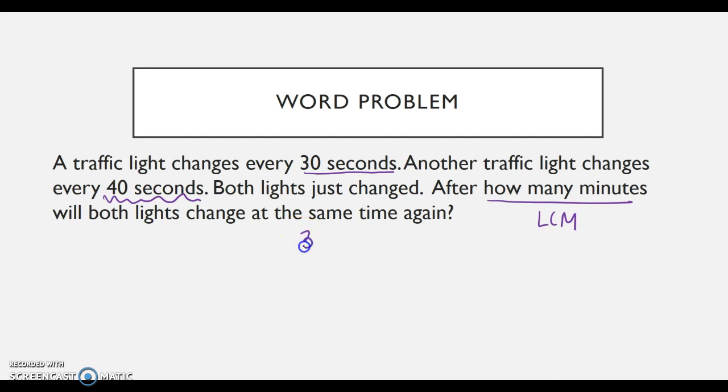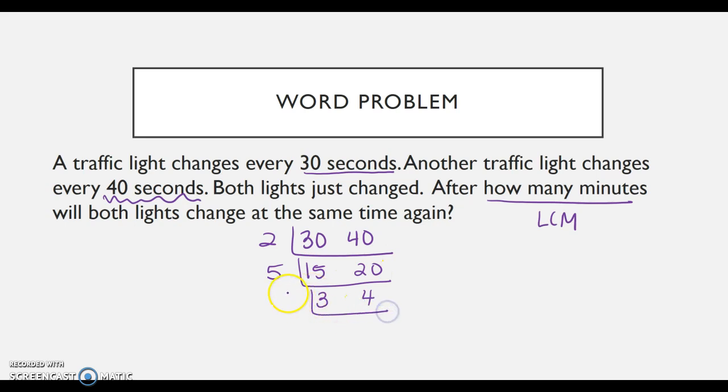So we're going to set up our ladder like we've been doing before. Do the same process. So I'm actually going to divide by 2 since they're even. I've got 15 and 20. 15 and 20 have a common factor of 5. So 15 divided by 5 gives me 3. 20 divided by 5 gives me 4. And then my only factor is 1 now. And so once I've gotten my ladder done, I circle my L numbers.